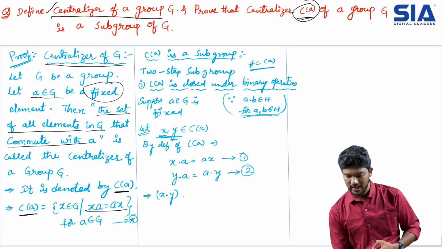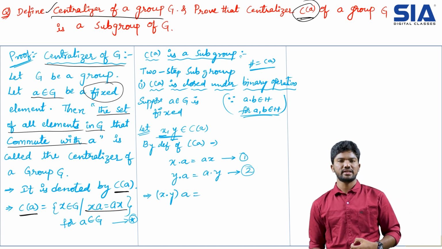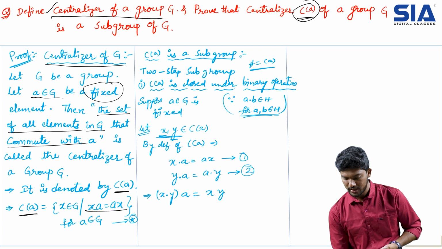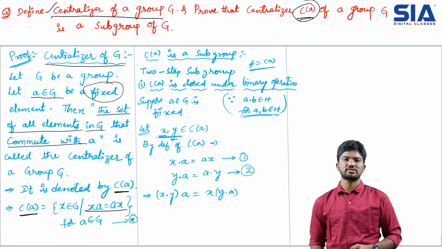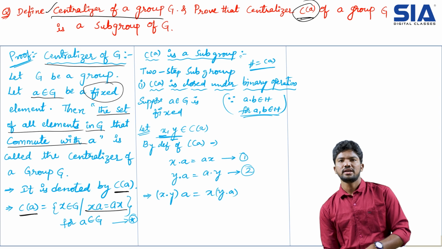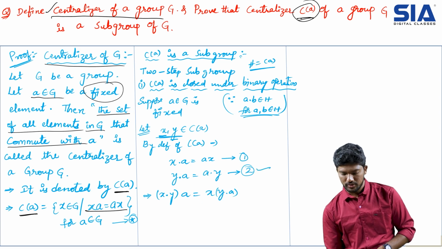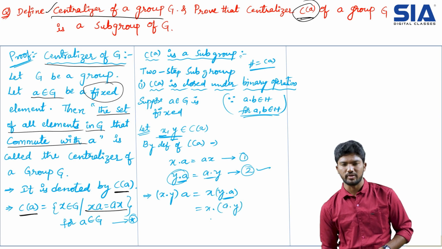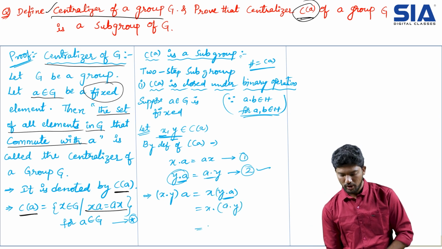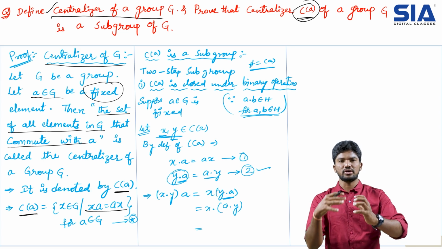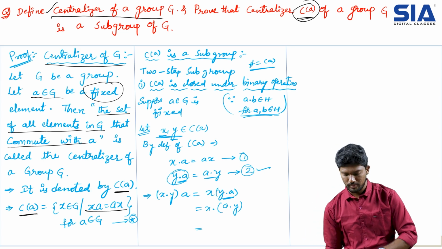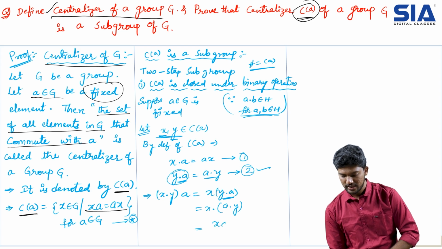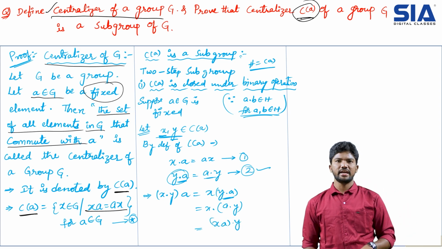So x into y into a is equal to, writing the associative property, x into the bracket y into a. According to the associative property, this bracket I can shift to the second one, y into a. From equation number 2, LHS, in place of y into a you can substitute a into y. So x into, in place of y into a, you can write a into y. Now, by associative property, why? Because capital G is a group, and in a group associative property exists. So by using associative property, this bracket I can convert to the second word, x into a into y.